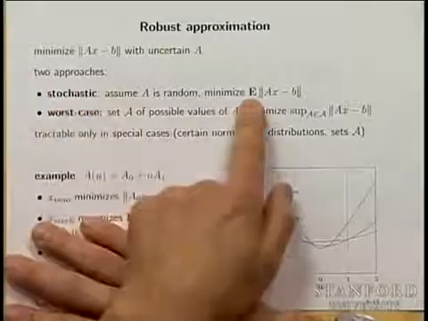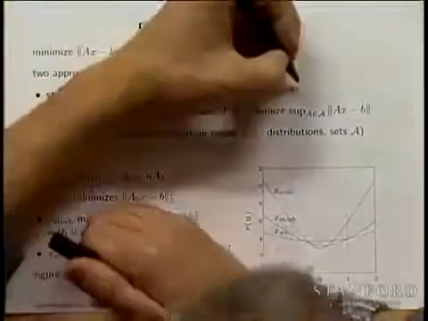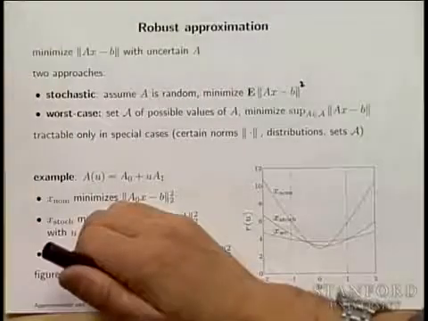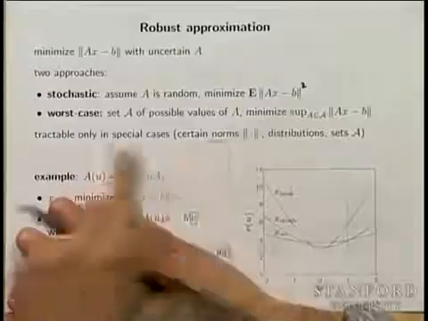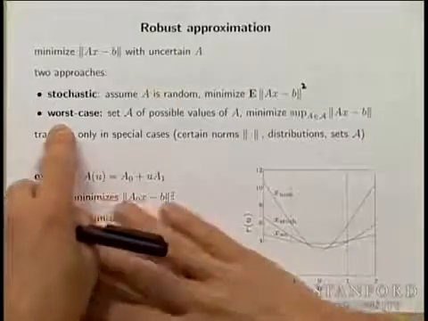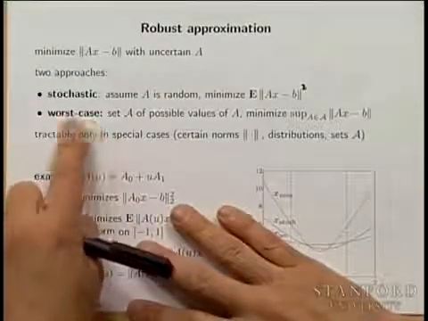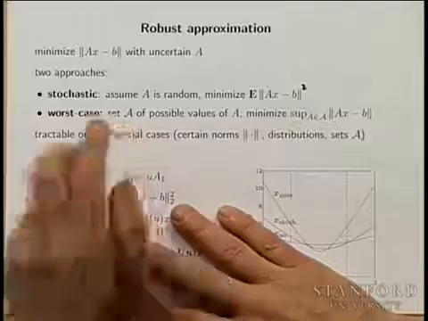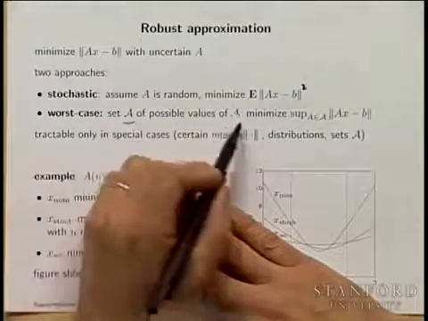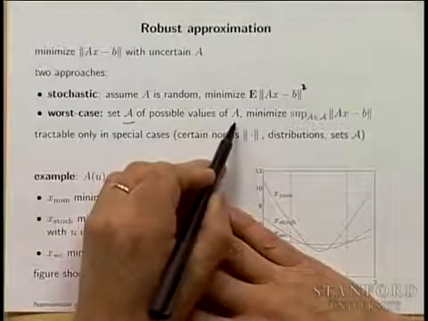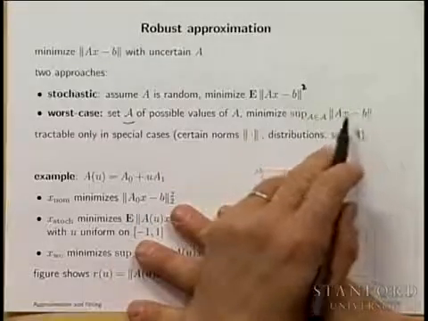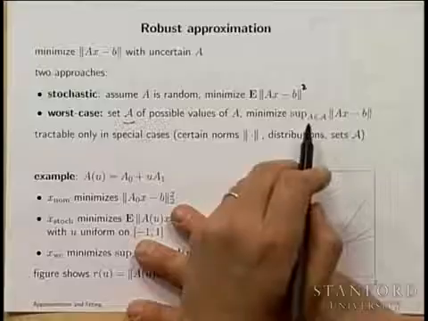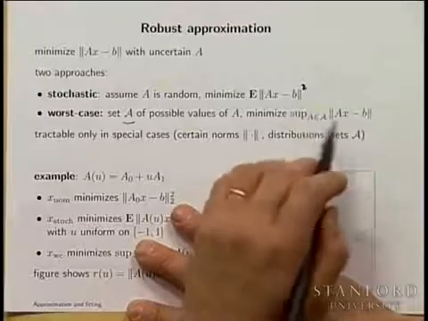For example, you might minimize the expected value of the norm, or the expected value of the norm squared, the second being occasionally tractable. So that would be that. Another model is worst case. Worst case would say something like this. You'll be given a set of possible values of A, and you would minimize, for example, the maximum of the worst case residual over that set. That's another version of it.